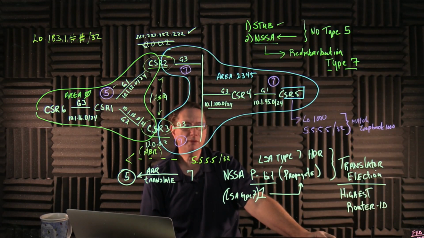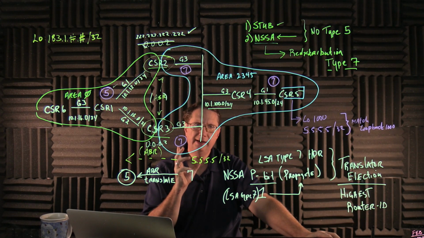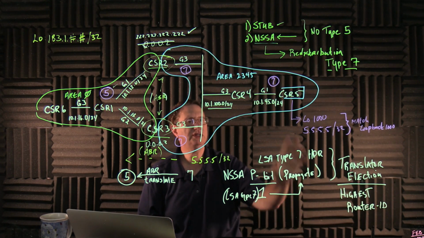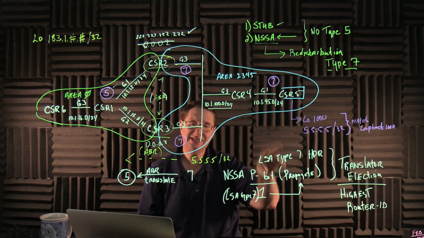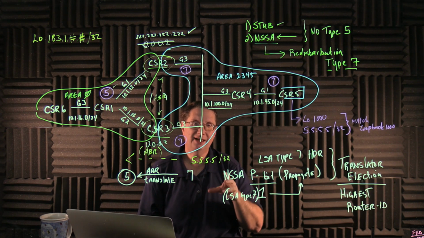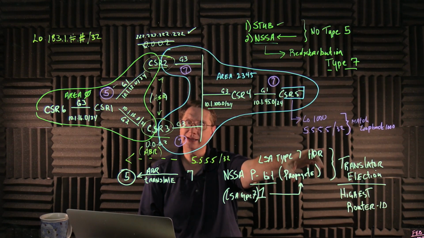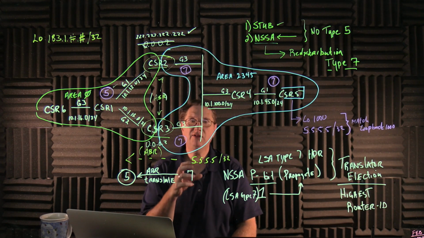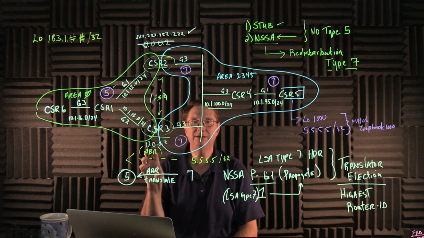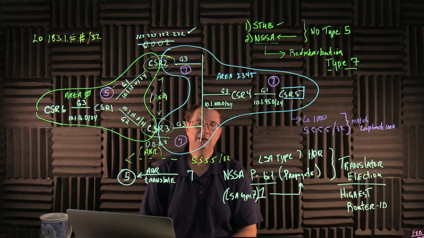Okay guys, what we want to do now is take a look at a new task. Remember, we focused on the P-bit, and the P-bit said to propagate. What that means is that when an update, a Type 7 LSA, arrives on an ABR that has been designated as the translator, it is going to translate it into a Type 5 LSA and send it on.